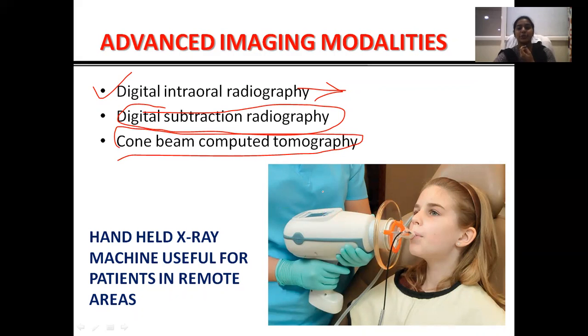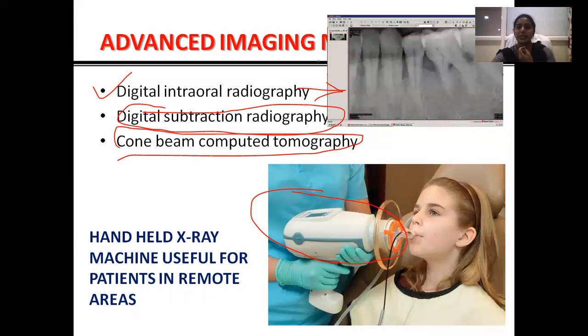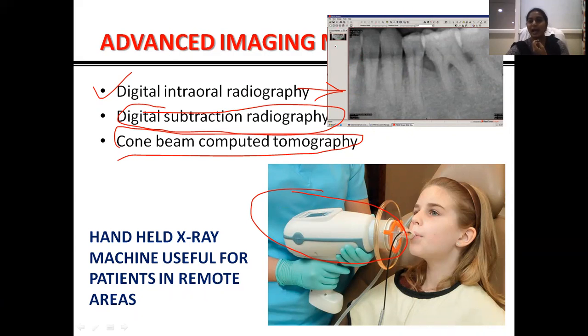So here in this picture you can see a handheld X-ray machine. So this is useful for patients in remote areas. When you go for some surveys or studies, you can carry this in order to take the radiographs. So this is the digital radiography picture. Okay, so it will have some options. So it is computerized. It will have the options wherein you can adjust the contrast and brightness and whatever you want.